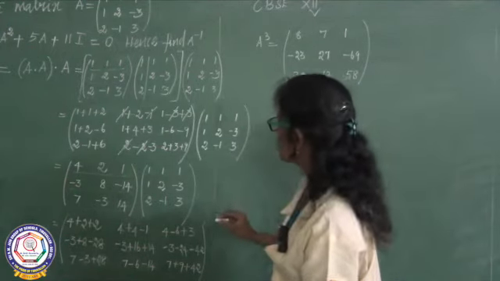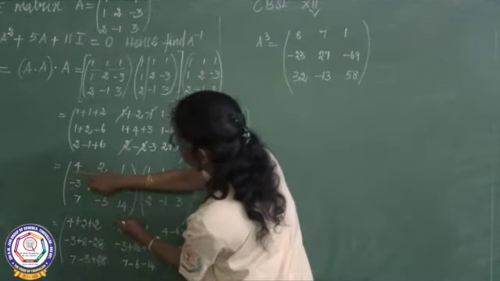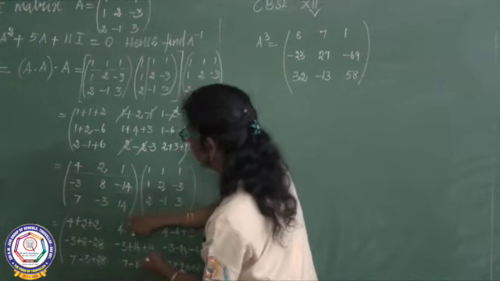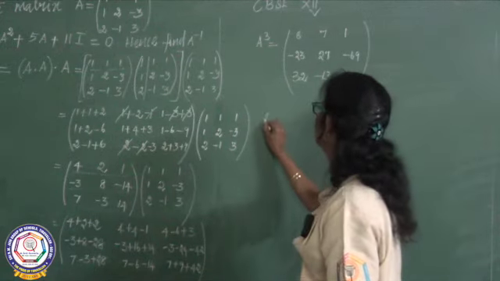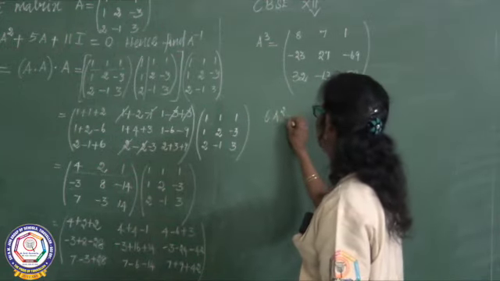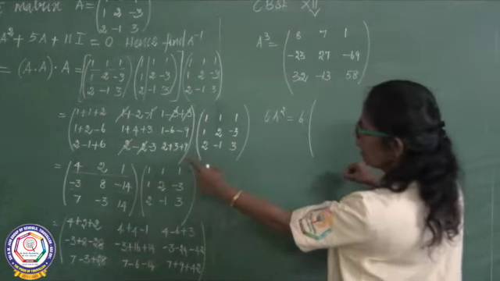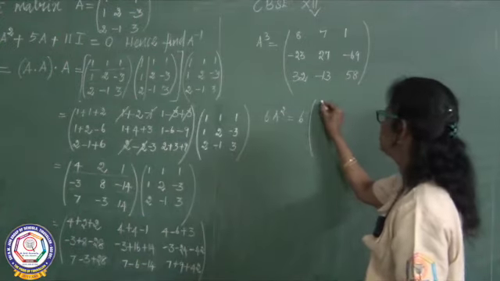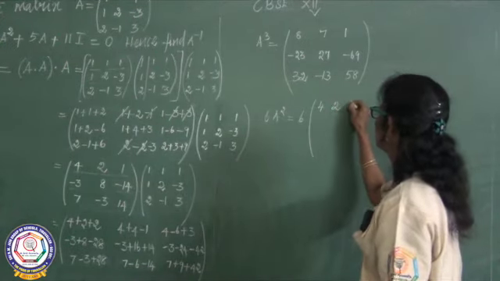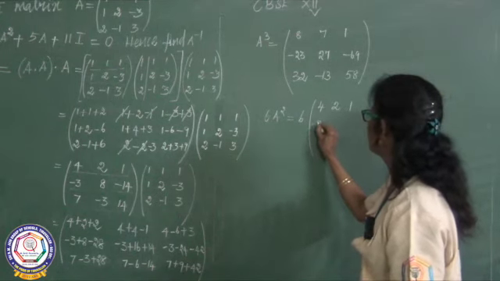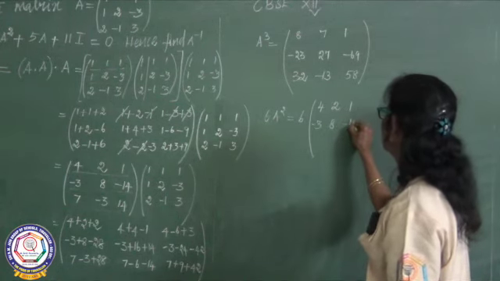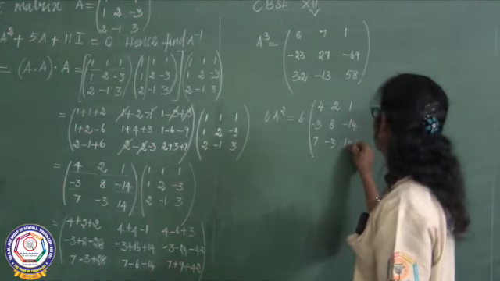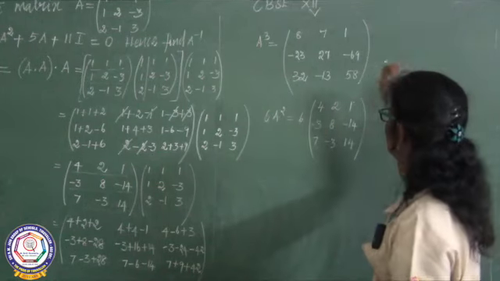Next, A square. A square we found the result as this: [4, 2, 1; -3, 8, -14; 7, -3, 14]. The same thing you can use here. 6 into A square, because here you multiplied A into A, that result I wrote here. The same thing you should use: [4, 2, 1; -3, 8, -14; 7, -3, 14]. Use 6 and multiply.